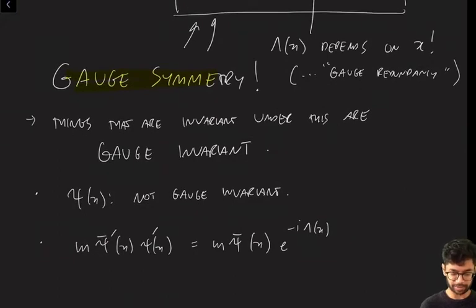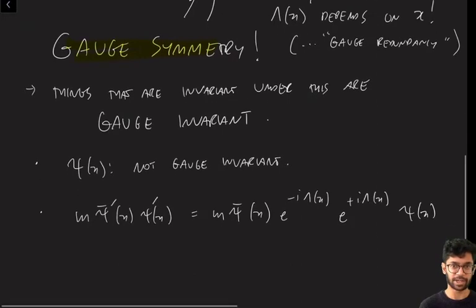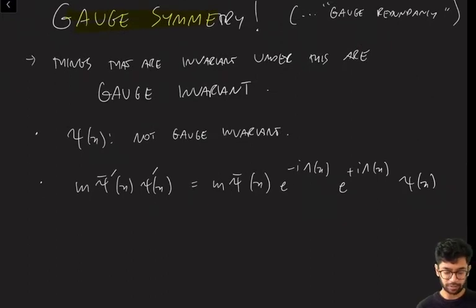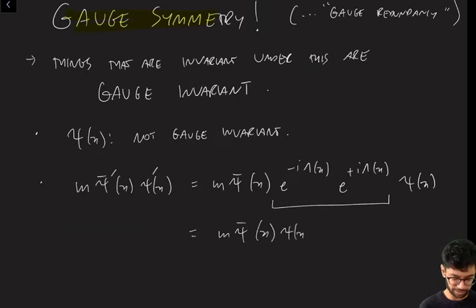Psi bar of x picks up that factor. Psi prime of x picks up a factor of e to the plus i lambda of x. Okay. And that's how the primed and unprimed guys are related. Now, of course, these two phase factors cancel. And so we get m psi bar of x, psi of x. Okay. So this mass term is gauge invariant, because it takes the exact same form in the primed and unprimed variables.